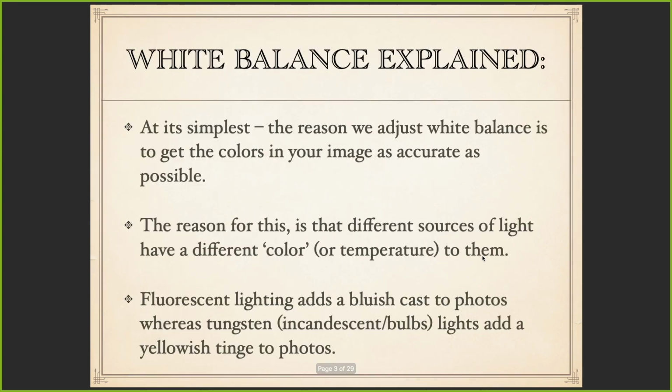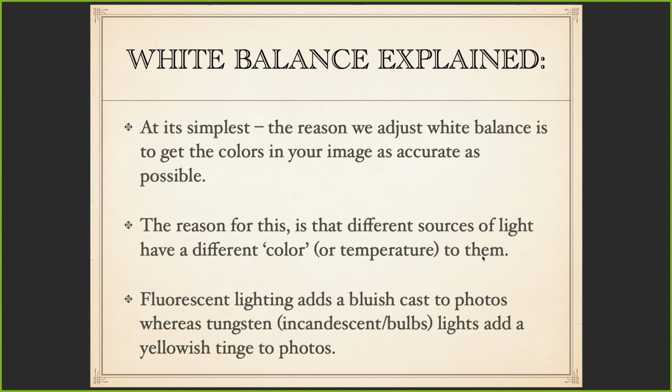So let's talk about what white balance is a little bit and go over the qualities of light. The simplest reason is we adjust white balance to get the colors in our image as accurate as we possibly can. The reason for that is that different types of lights can have a different color, or what we call a temperature. Different lights can cast different colors.